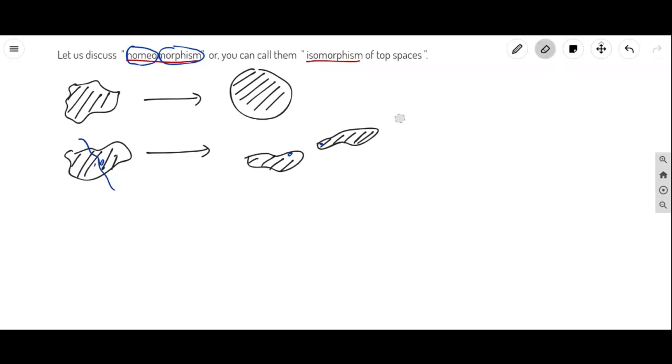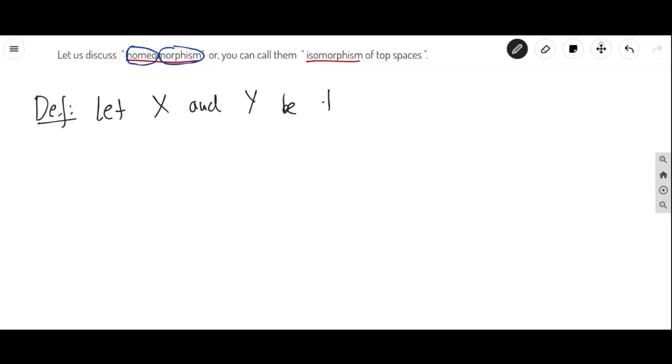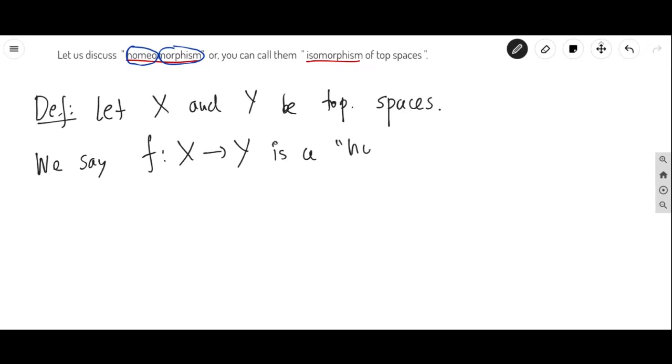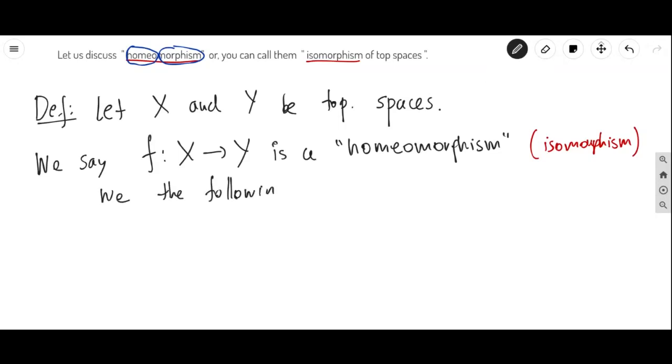So here is the formal definition of a homeomorphism. Definition. Let X and Y be topological spaces. We say f from X to Y is a homeomorphism, or sometimes I'll say an isomorphism. You might have seen the word isomorphism in other classes before, maybe in a linear algebra class, where you talk about isomorphic vector spaces. But there you talk about vector spaces. Here we're talking about topological spaces. But it's a similar idea. f is a homeomorphism when the following properties are satisfied.